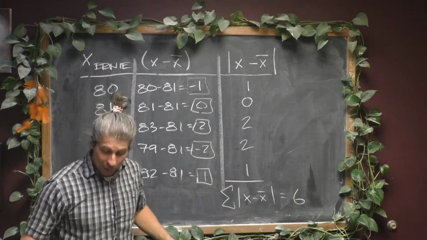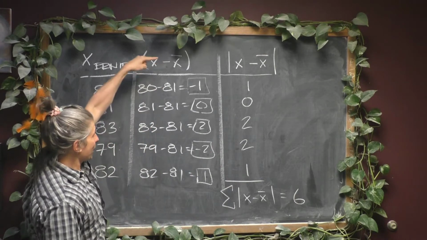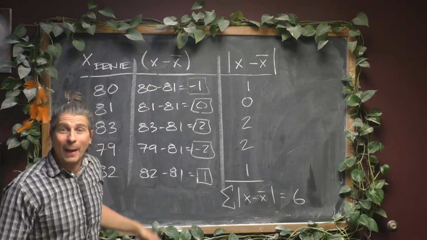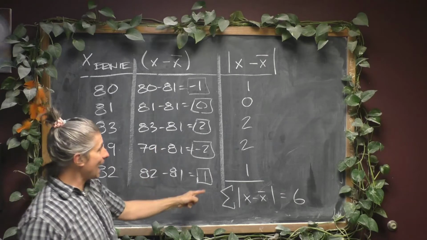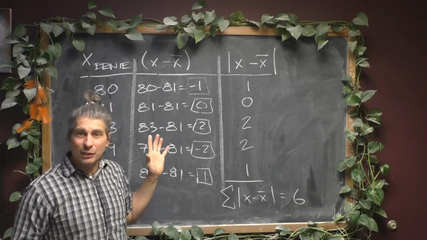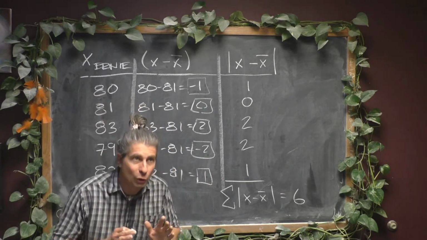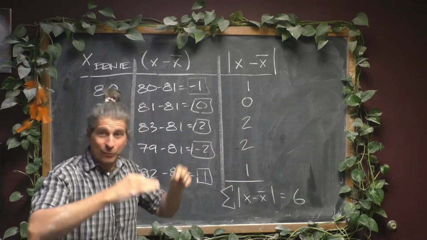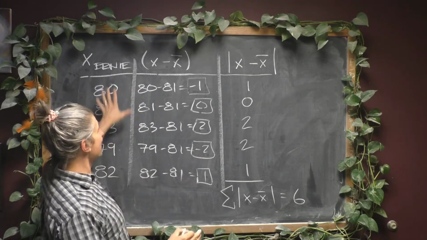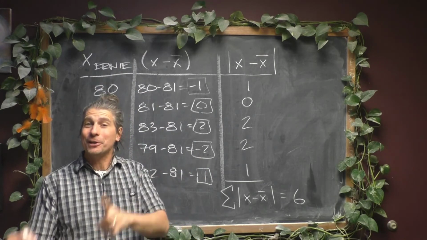So what do you do with this? Well, what we wanted to do when we tried to add this column was add these up and average them. Well, now we can, because we just added up this column. And that tells us there's 6 total units of variability. And if we average it over the 5 data points, we can get an average variability.